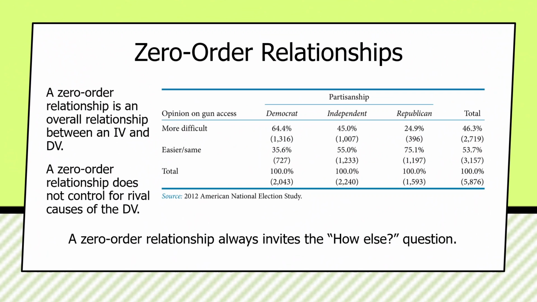A zero-order relationship always invites the how else question. How else, besides partisanship, for example, are Democrats and Republicans not the same? Could it be those compositional differences that are explaining the dependent variable?